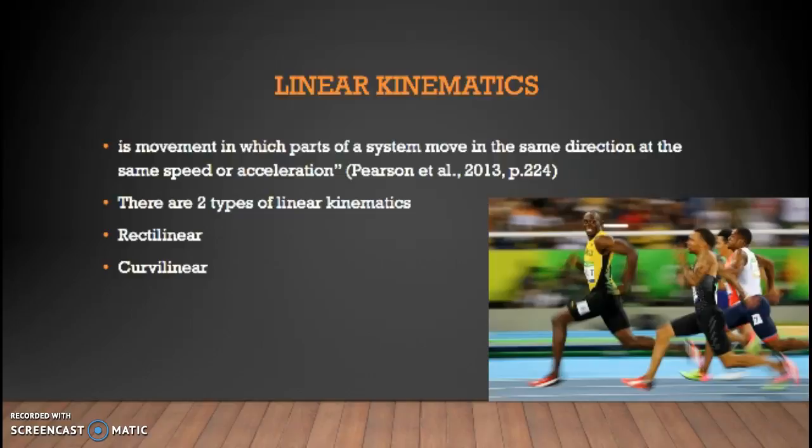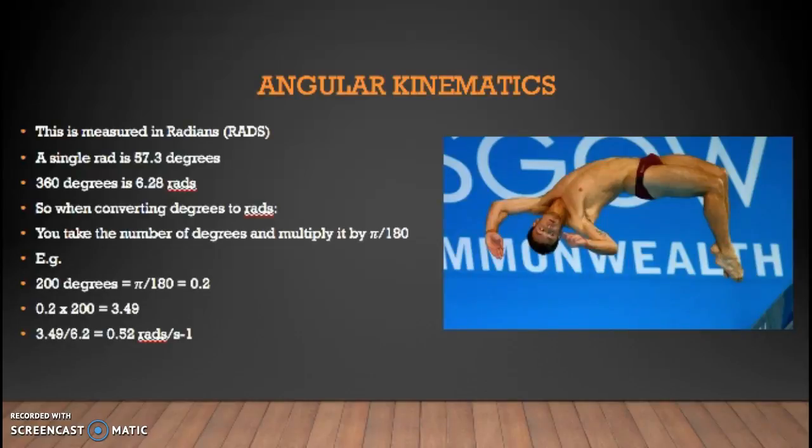Then, if you look at the types, the angular one is next. Angular kinematics is pretty similar. Instead of scalar and vector quantities, it'd be things like angular acceleration, angular speed, things like that. These are measured in radians or rads. So 1 rad is 57.3 degrees. And if you take the 360 degrees in a circle, this equates to 6.28 rads.